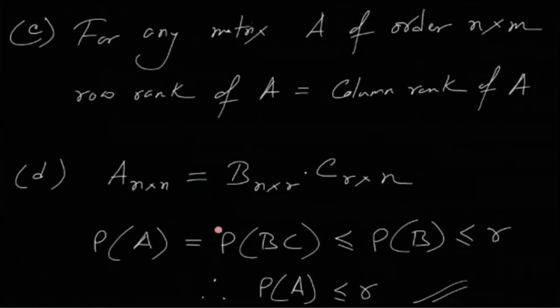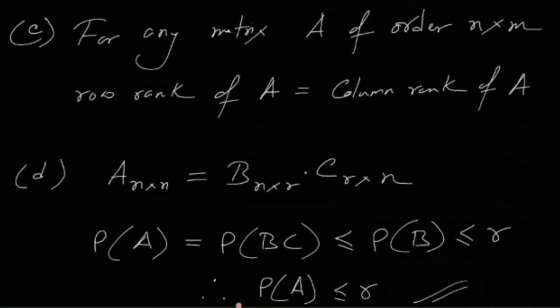Now, the rank of A is nothing but the rank of BC, because A equals BC. This is less than or equal to the rank of B, because we know the rank of a product is less than or equal to the rank of each individual matrix. Now, the rank of B is less than or equal to R, because the rank of any matrix is less than or equal to both its number of columns and its number of rows. It's also less than or equal to n, but here we need R. Therefore, the rank of A is less than or equal to R. So option D is true.